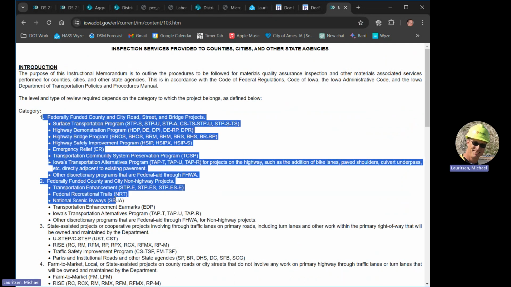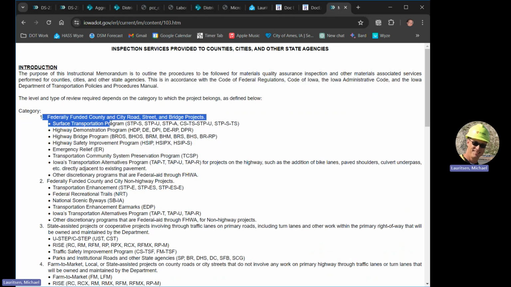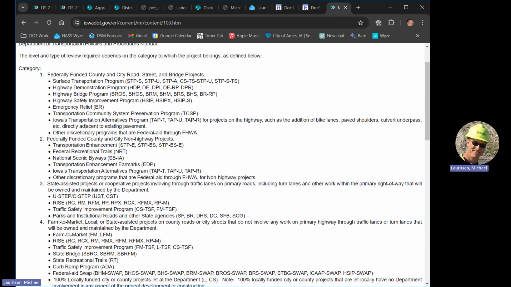So these categories here are what categorize a project. Category 1 projects are just like state projects, so it doesn't matter who the sponsor of the project is. We treat them all the same, just like a federally funded state project. And then 2, 3, and 4 are different. If the project has this funding code in it, then it will be that category. So an FM project can be a category 4 farm to market road.